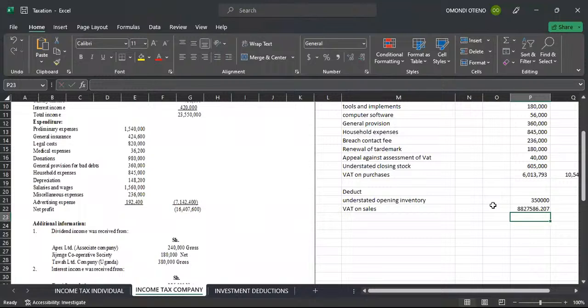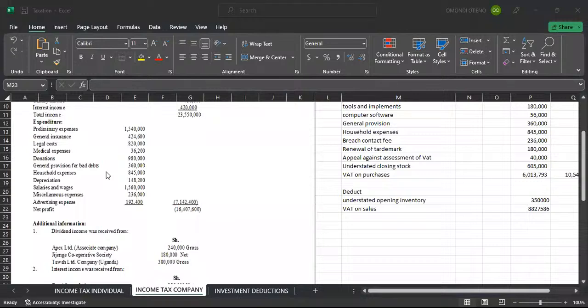Tukifanya hivyo tunapata ngapi? Tukifanya hivyo tunapata 275,827,586. So that is the VAT which was exaggerated on sales, which should not be recognized as revenue. So that's why we are deducting it there.